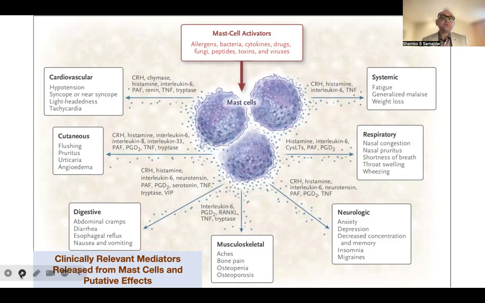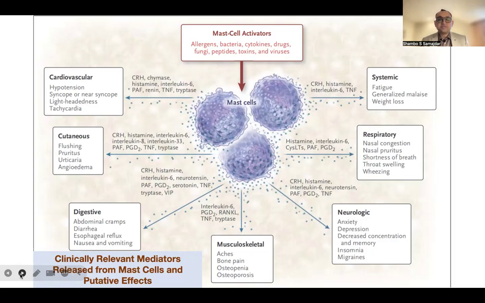Musculoskeletal system, they will produce aches and bone pain, and we know the complication of mastocytosis is osteoporosis. The patient may present to an endocrinologist with osteoporosis, but actually the mast cell is the problem-causing agent. So that is why we can see a lot of systems can be involved by mast cell disorders, and this is why interdisciplinary management is very important for mast cell activator mediated disorders.